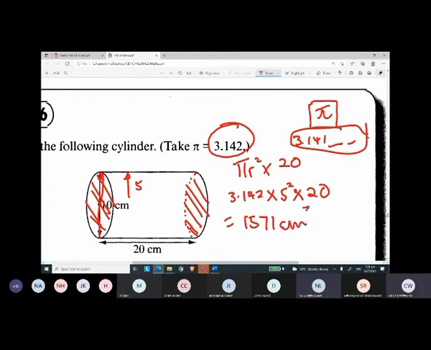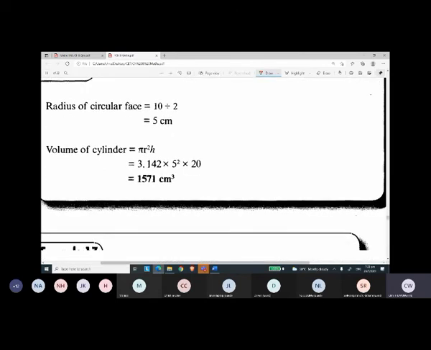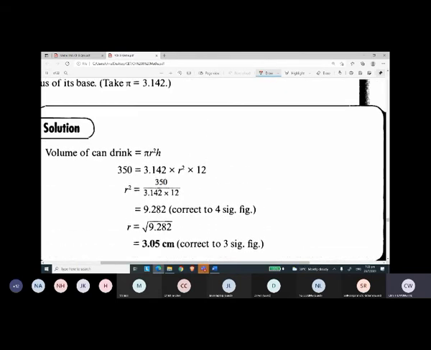Can you tell me why cube? Because it's a volume, right? Volume, you need to be a cube. Very simple, isn't it? All these are very simple. That's your answer.